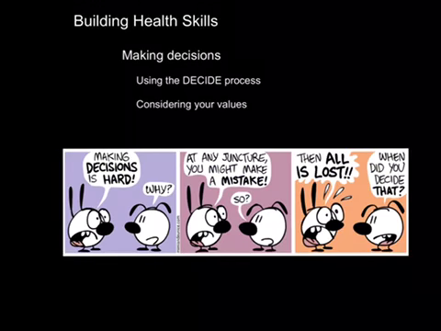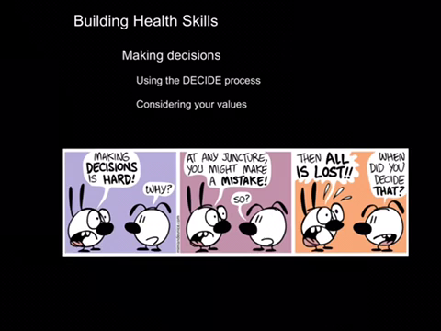Another health skill is making decisions, and we're going to actually use a skill, the decide process, in class for an in-class assignment. But when we look at decisions, we have to look at our values and remember that when you make a decision, it's truly hard to judge whether that's the best decision or not. You just have to make the best decision based on who you are and where you're at that time.